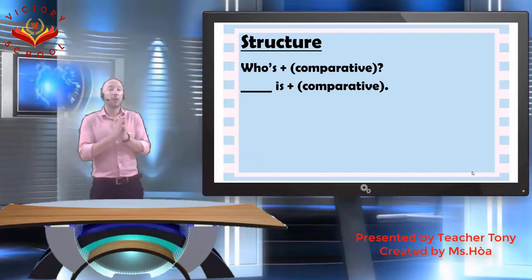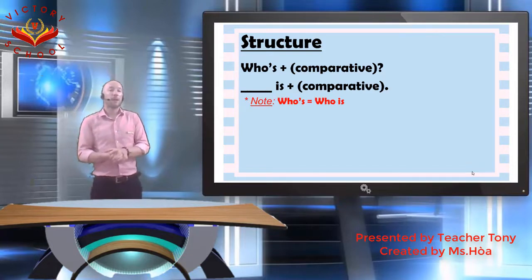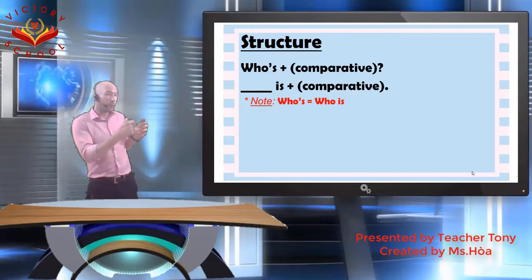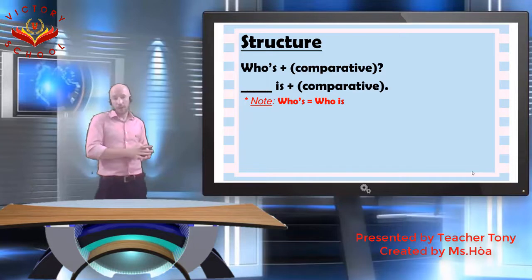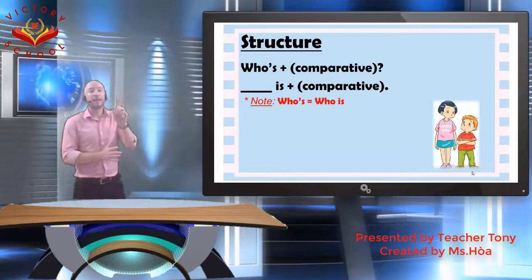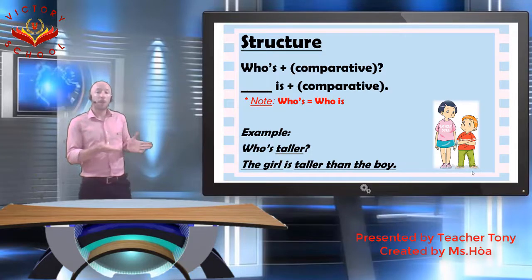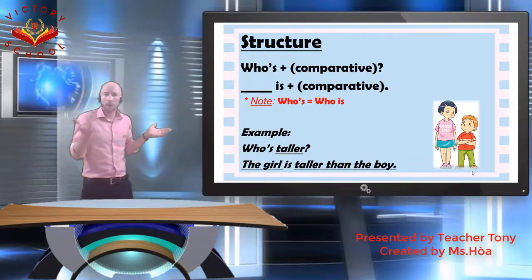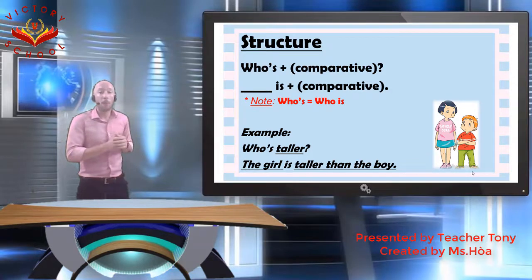Okay, so let's move to the structure for today. So the structure is who's plus a comparative, who is plus comparative. So as a note, who's equals who is. Okay? And one example. So you see the picture here? The example, who's taller? The girl is taller than the boy. Okay?